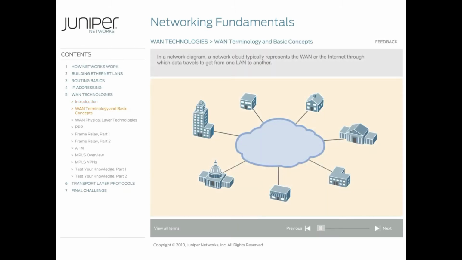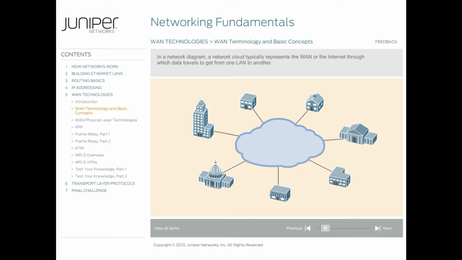If you've ever looked at a network diagram, you've probably seen a network cloud. This cloud typically represents the WAN, or the Internet, through which data travels to get from one LAN to another. A cloud is used to represent the WAN or Internet precisely because it's nebulous and hides the details of the service provider's network links and switching equipment. As a customer, you don't really need to know the exact path data takes through the provider's network to reach its final destination. In other words, data leaves one site, enters the cloud, and then somehow reaches the other.